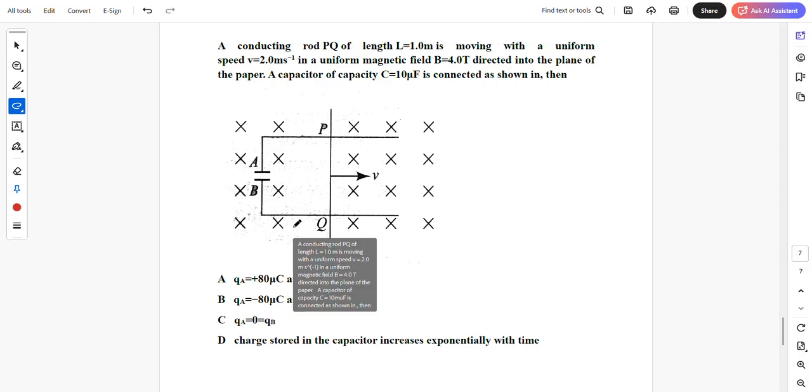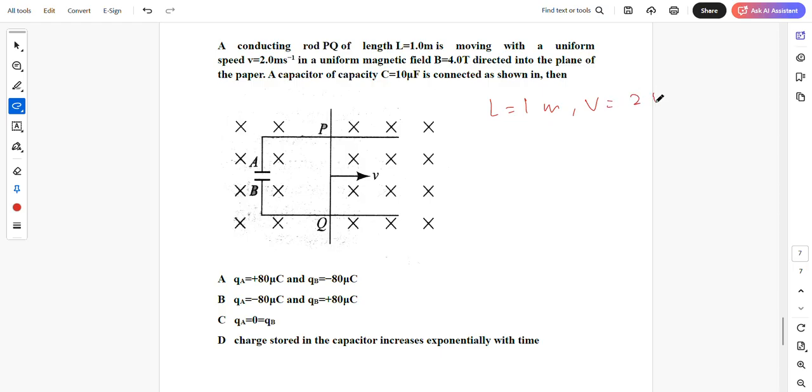Next problem, we'll see what they are asking. A conducting rod PQ of length L, they have given L is equal to 1 meter, moving with uniform speed V is equal to 2 meters per second. B they have given, magnetic field 4 Tesla directed into the plane of the paper. The capacitor of capacity C is equal to 10 microfarad they have given.